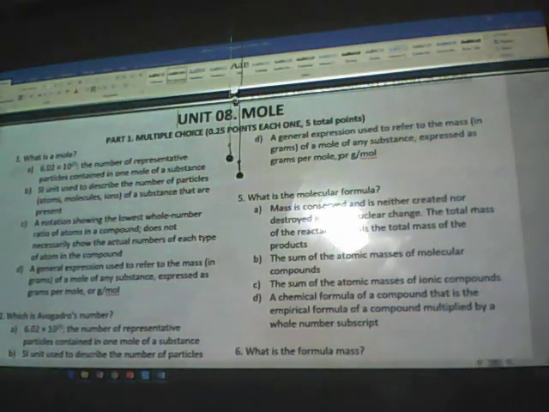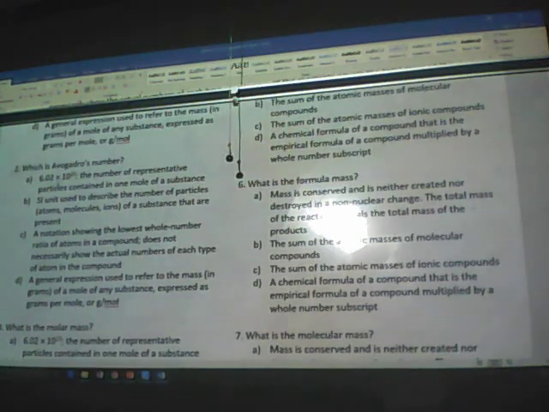I'm gonna do this pretest non-stop. So, first page is a multiple choice, 20 questions. You got one. What is a mole? An international system unit used to describe the number of particles of a substance that are present. 2, which is Avogadro's number, 6.02 by 10 to the power 23, the number of particles in a mole.